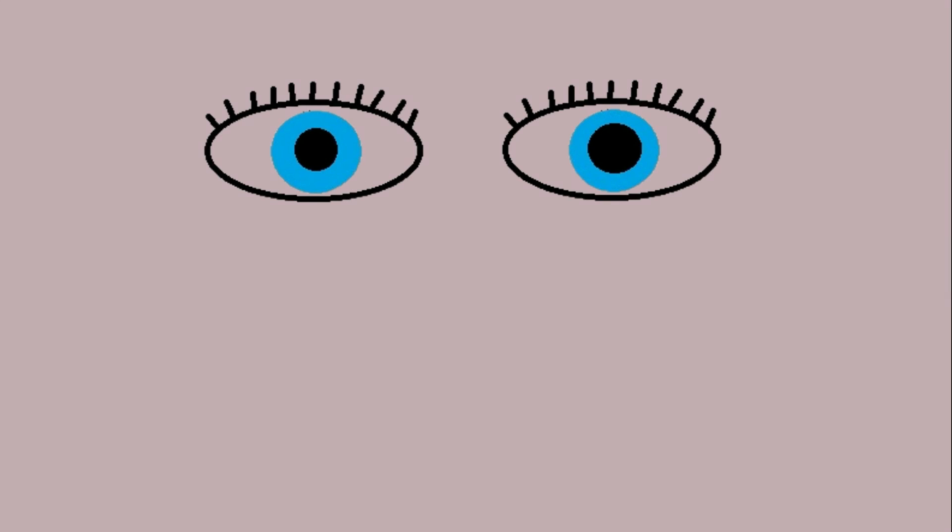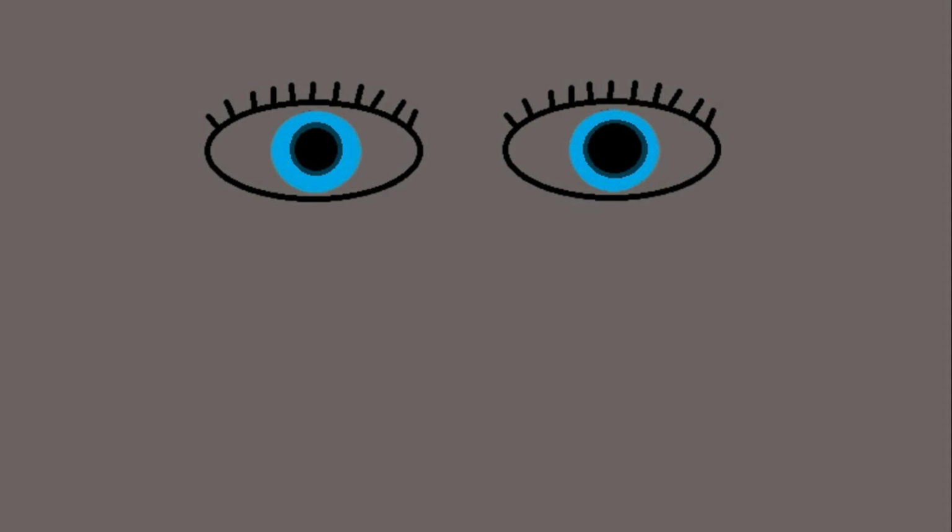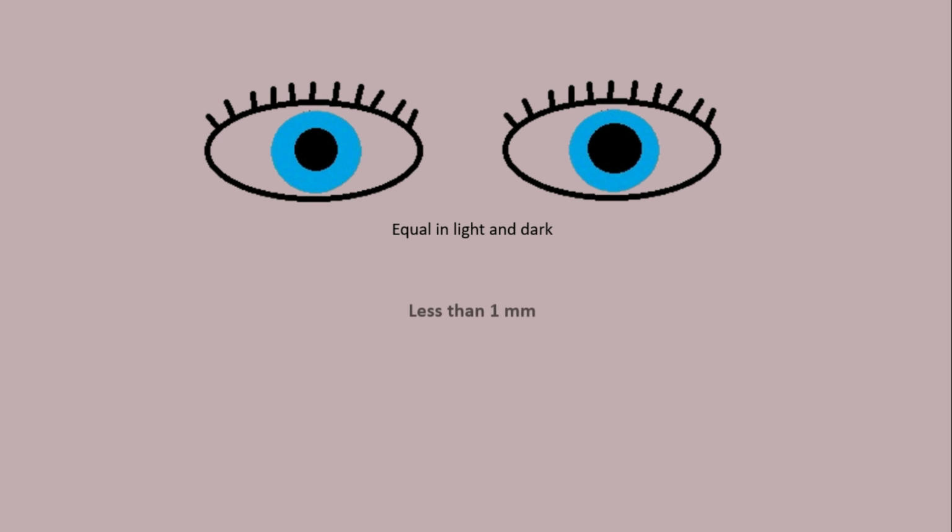If the difference in pupillary sizes remains the same in light as well as dark, and the noticeable difference is no more than 1 mm, with no dilation lag, it is probably a physiological anisocoria.